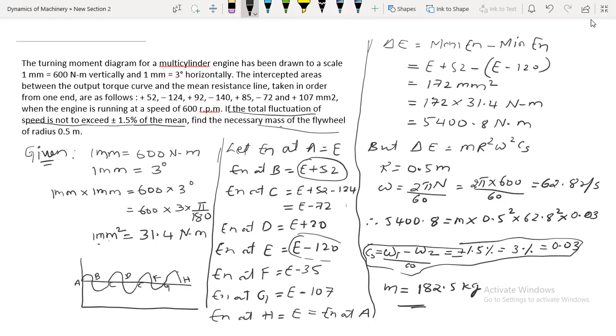Okay. So I hope you have understood this problem. It is a very simple problem. It is very similar to the previous problem. In the previous problem, he asked to find out the coefficient of fluctuation of the speed, with the radius of gyration given. Whereas in this problem, you have to find out the mass of the flywheel if the radius of the flywheel is given. Okay, so that is the only difference between these.